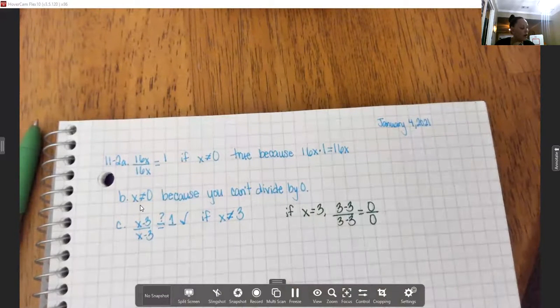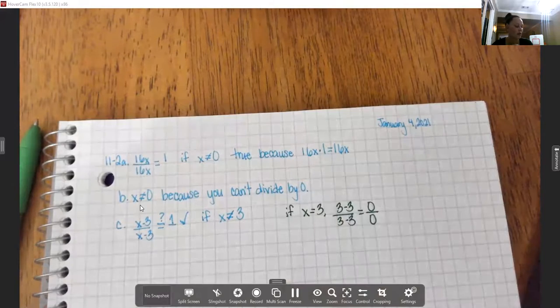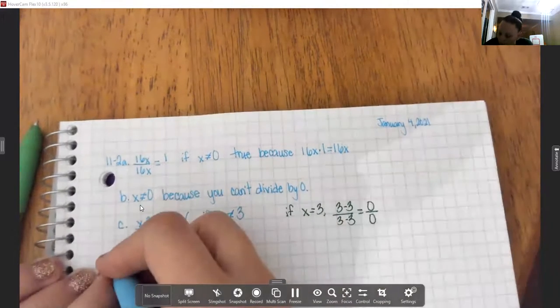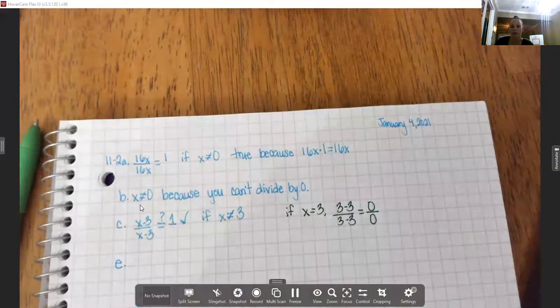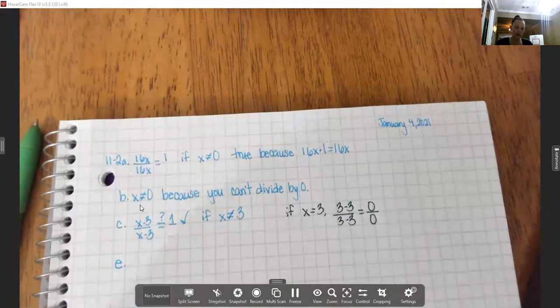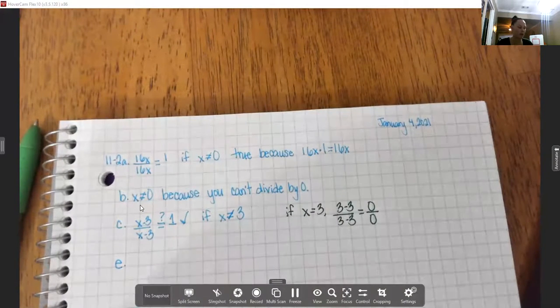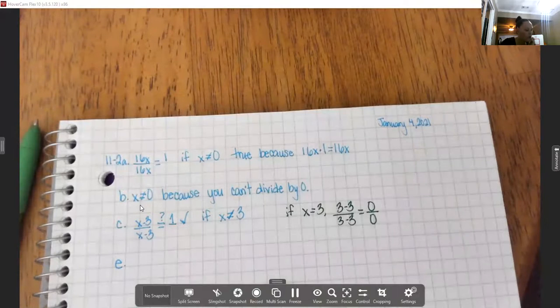Part D wants you to create your own rational expression that's equal to 1. We're just going to skip that part. Anything divided by itself is equal to 1. And then for your excluded values, it's whatever makes your denominator equal to 0.